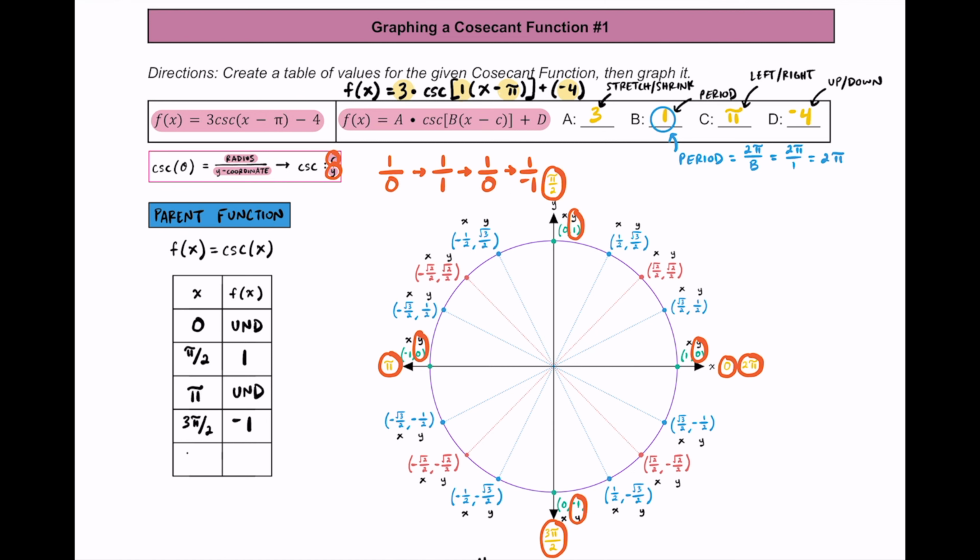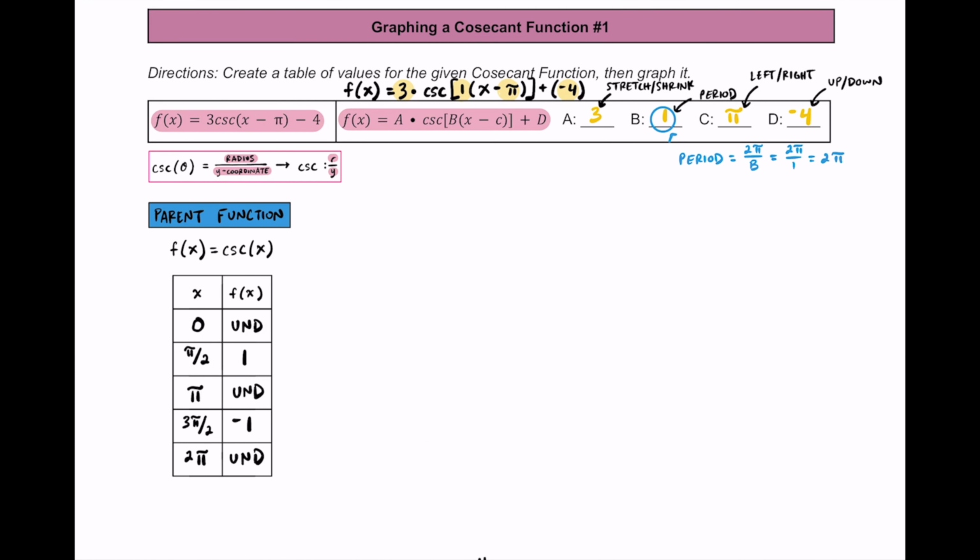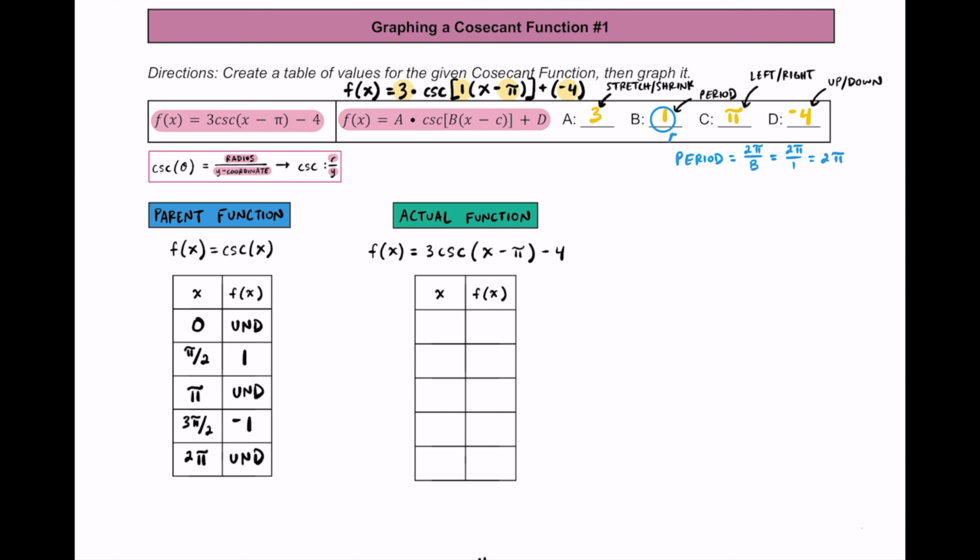That's a full circle, or 360 degrees, okay? And so we have 2 pi here, and then it's still going to be that r to y ratio, which we already found out earlier. So we can just use that as 1 to 0, which is undefined, so we have this asymptote appear once again. All right, so now that we have a table for the parent function for cosecant, let's make a table for the function we're actually dealing with here.